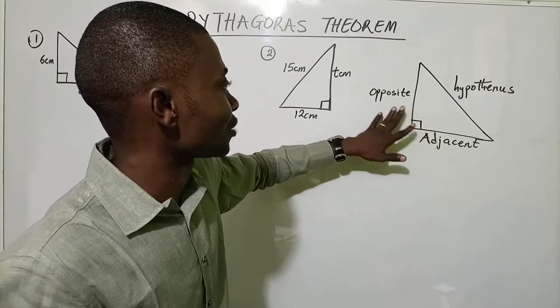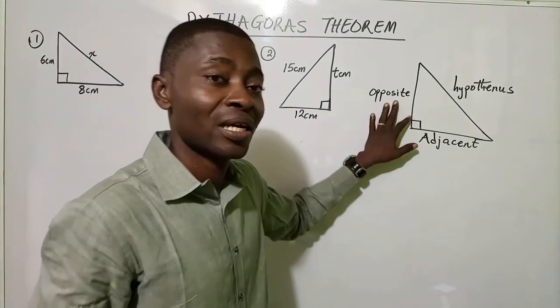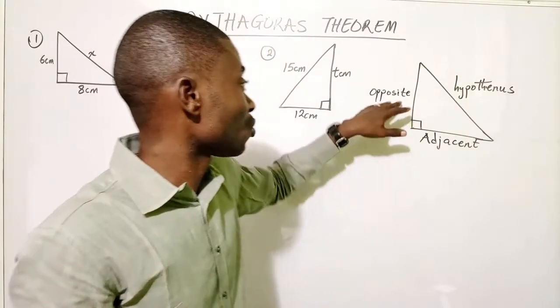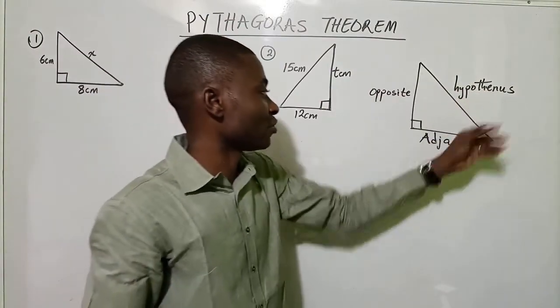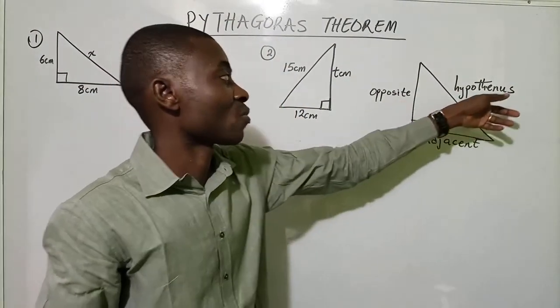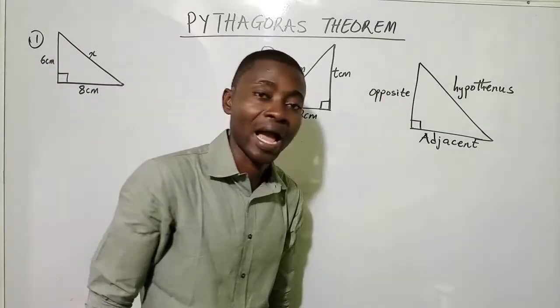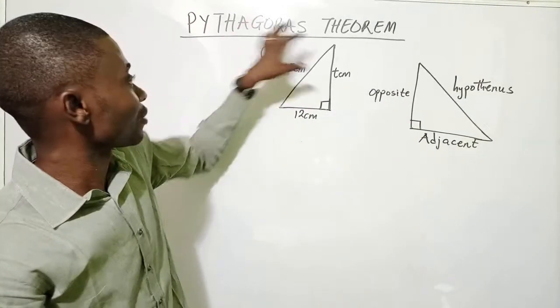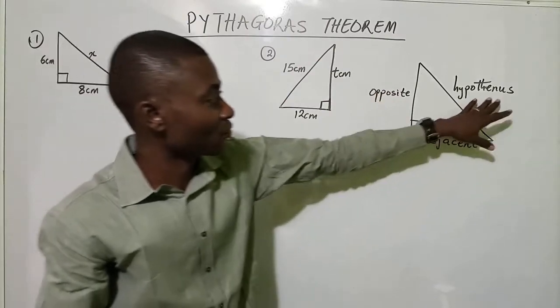Sometimes you see a question where the hypotenuse will be given to you and the adjacent, and you will be asked to calculate or find its opposite. Or sometimes the opposite and the hypotenuse will be given, and you'll be asked to find the adjacent. Or adjacent and opposite given, you're required to find the hypotenuse. So we use Pythagoras theorem to calculate any of these.